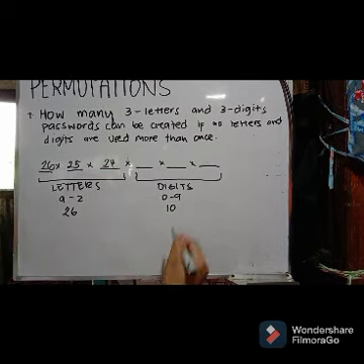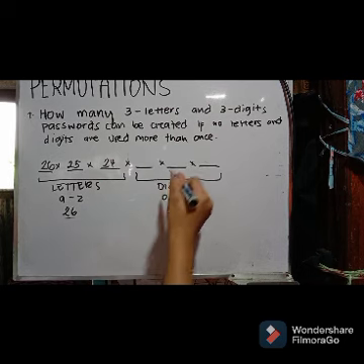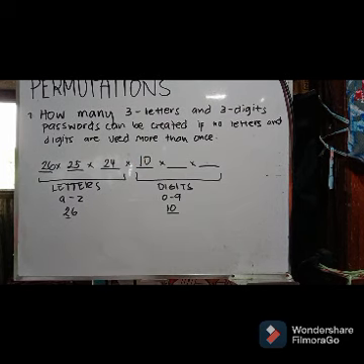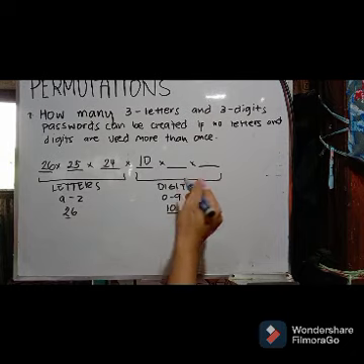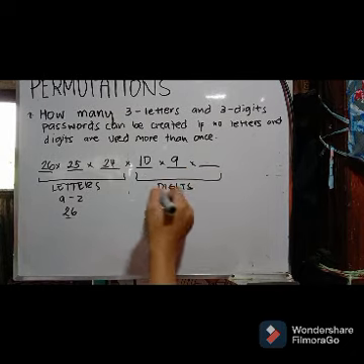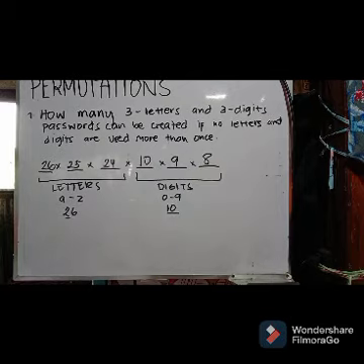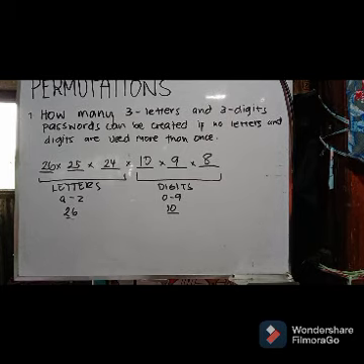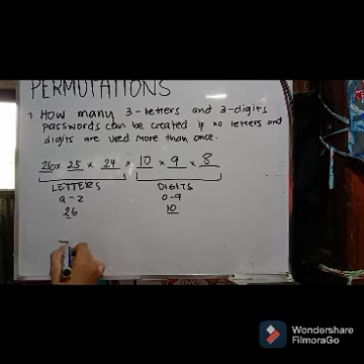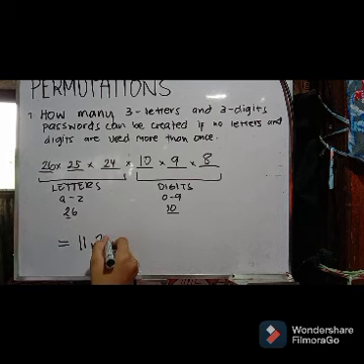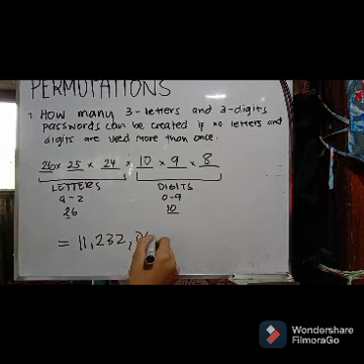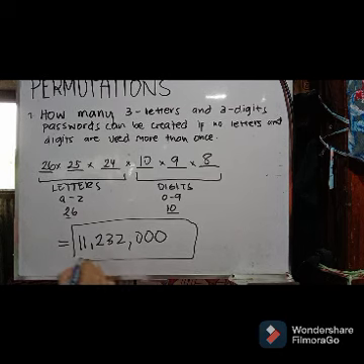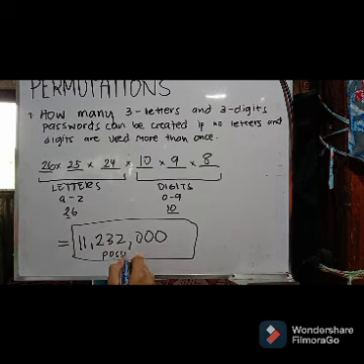So for the digits, 10 digits are possible. Now it will be 10 because nothing is already used. And next is 9 because 1 is already used in the first digit, and 8. So to multiply 26 times 25 times 24 times 10 times 9 times 8, it is equal to 11,232,000 possible outcomes.